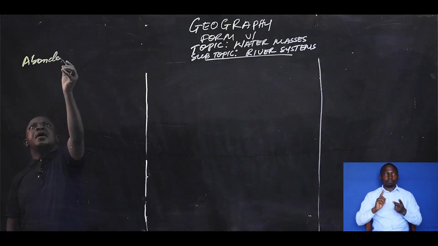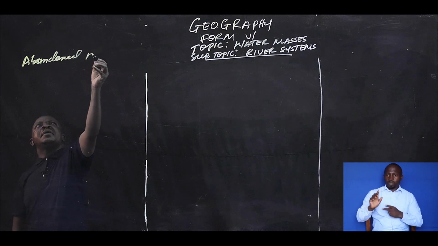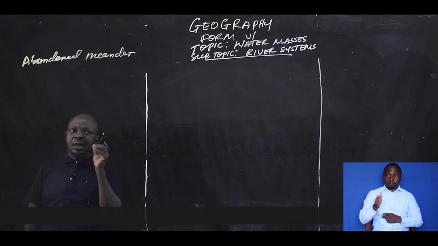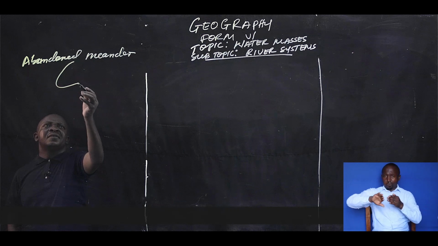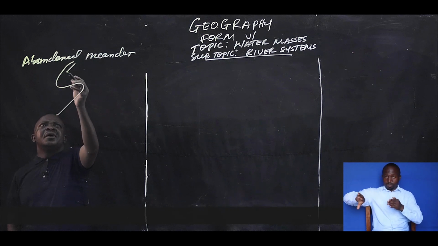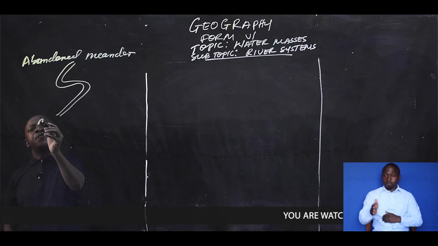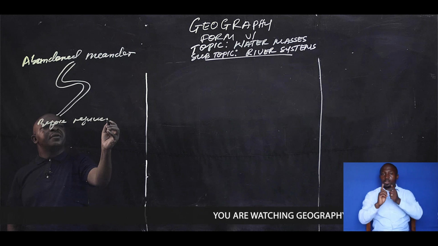Here we have abandoned meander. Look here. This is the river meander before rejuvenation.